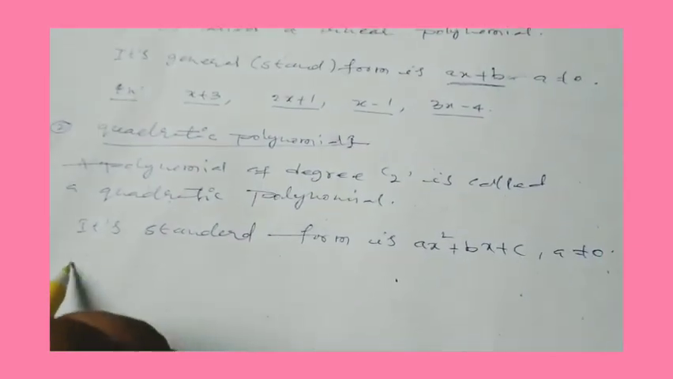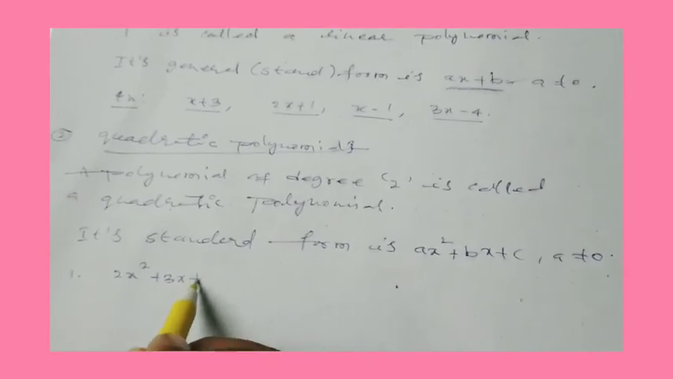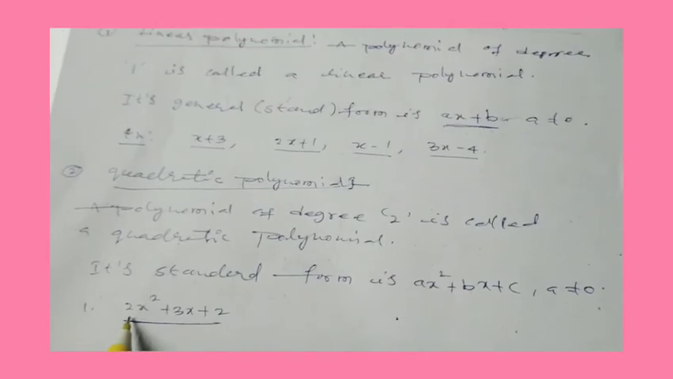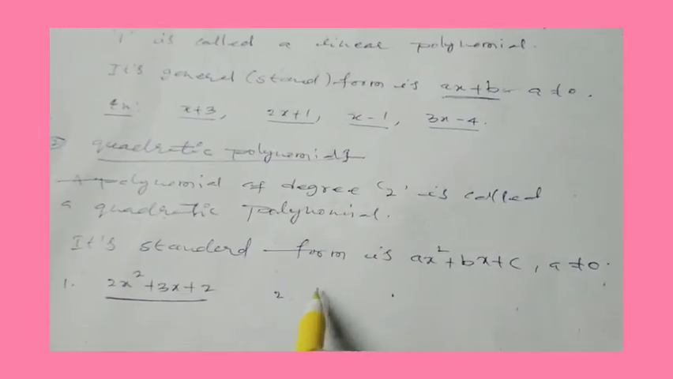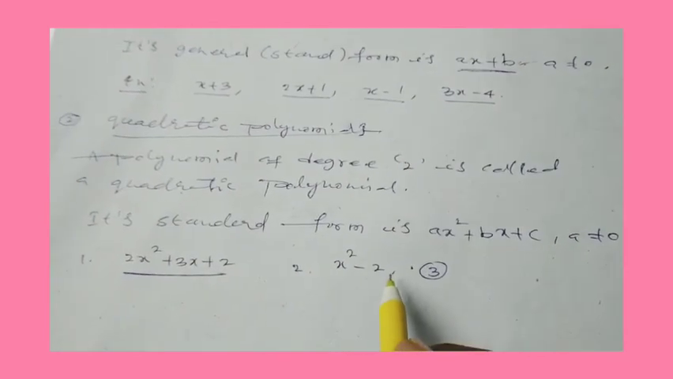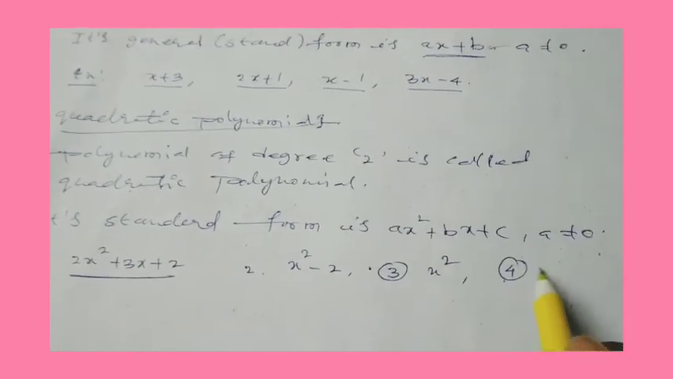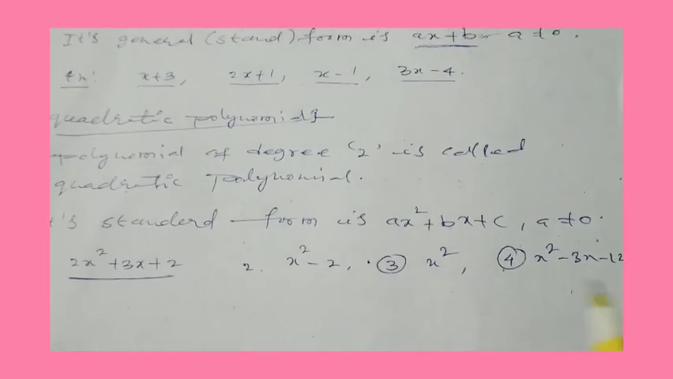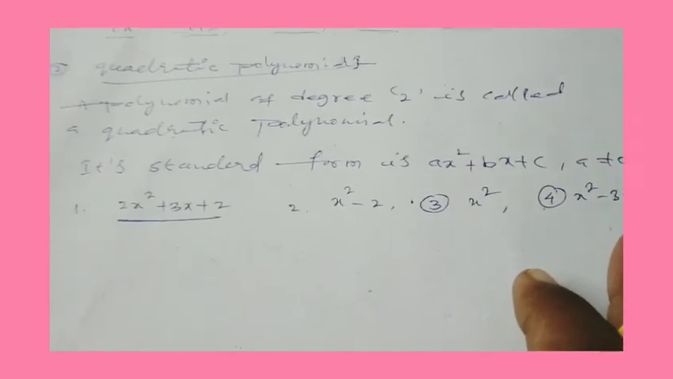For example, first one 2x square plus 3x plus 2. This is a quadratic polynomial. Here coefficient of x square not equals to 0. The second one is x square minus 2. This one is also a quadratic polynomial. Next one x square. Next, the fourth one x square minus 3x minus 12. Like this we can write a number of examples. These all are quadratic polynomials only.